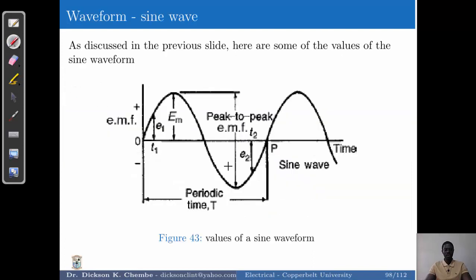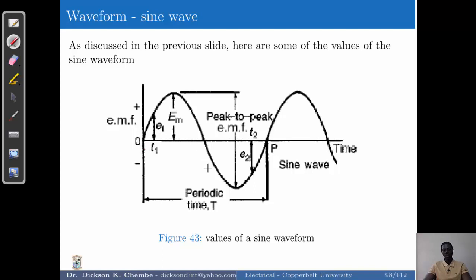When we come to looking at the sine wave, like we said, the periodic time is the time taken for one cycle, which is this cycle from there to P. So this is the periodic time. The maximum value, Em, is simply the maximum induced voltage. From maximum on the negative side to maximum on the positive side, we call that the peak-to-peak value. Basically, this value, e1, can be called an instantaneous value, so it's a value at any time of the cycle.